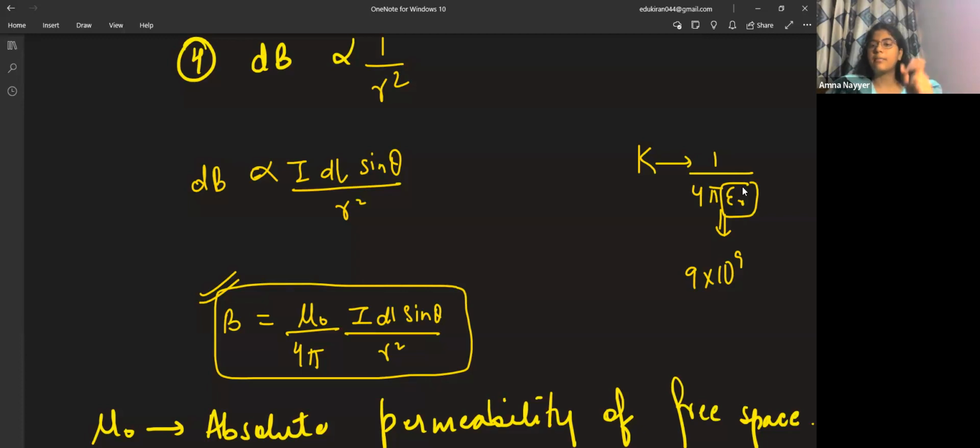Suppose if I take a bar magnet and I keep it in air, I have got a specific value of magnetic field. Now, if I take that same bar magnet and I dip it into water, will the effect of magnetic field be exactly the same? No. Magnetic field will change. Now, how much is it changing?